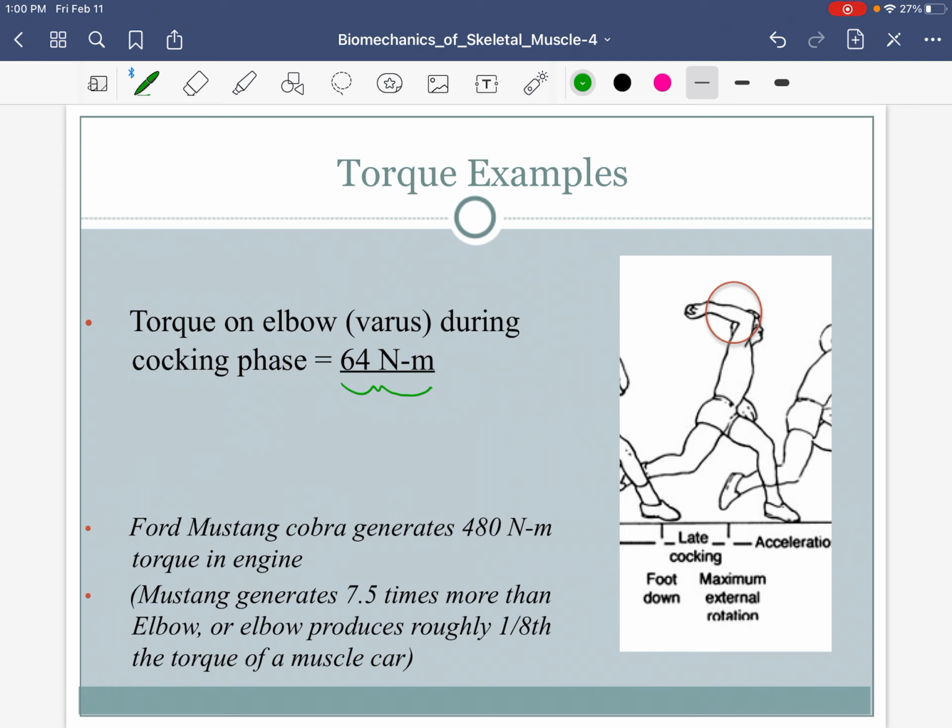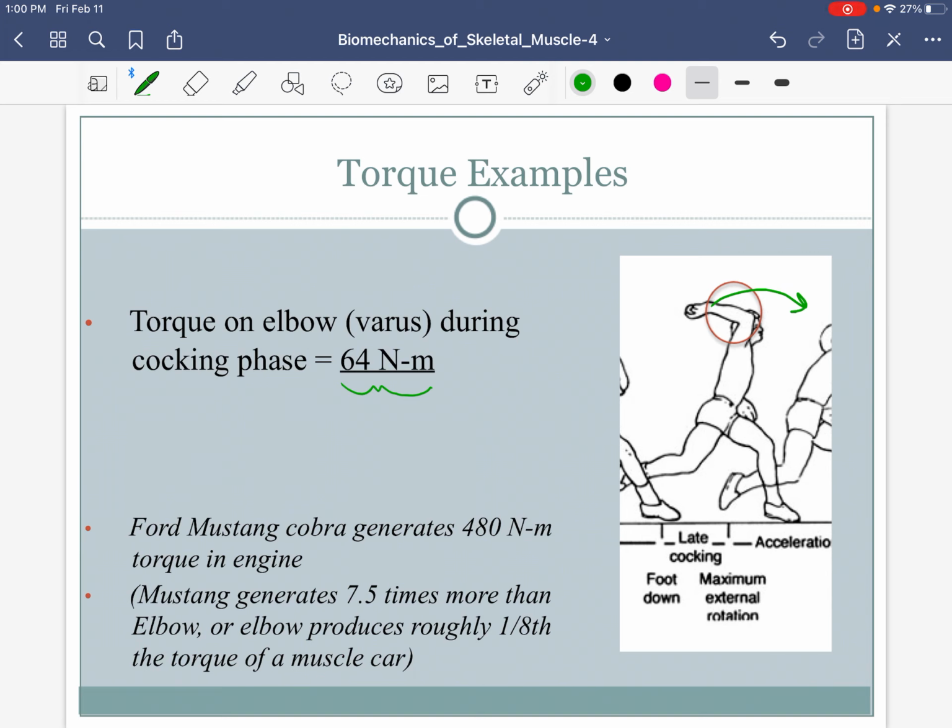The amount of torque at the elbow that's generated during this cocking phase. So he's cocking back because in the next phase, he's going to push this forward to release the ball. This is a rotary force. It's not just a force in one direction. A force without rotation might be like a shot put.